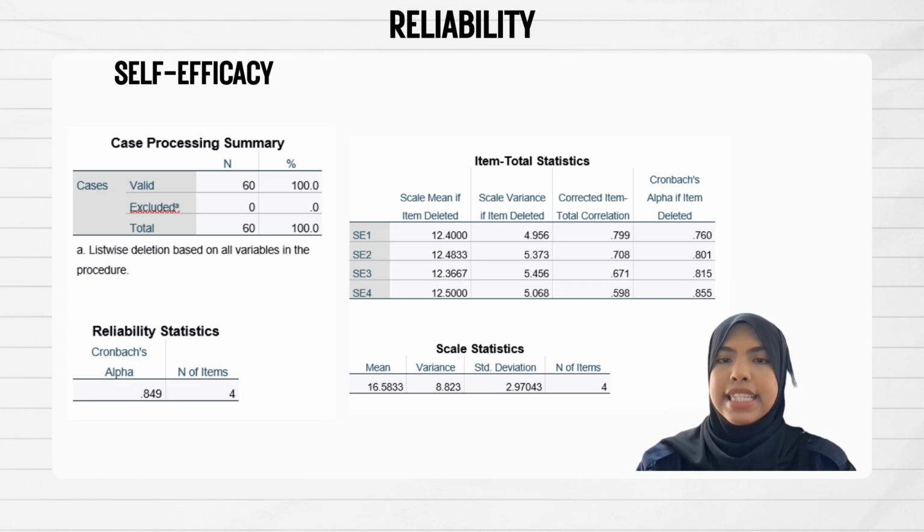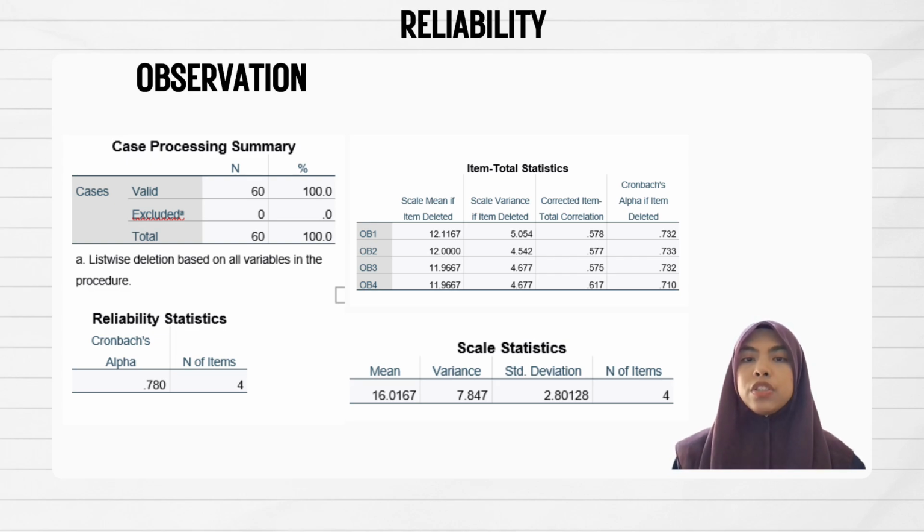The scale statistics include a mean of 16.58, variance of 8.82, standard deviation of 2.97, and 4 items. These summaries give an overview of the scale's overall response distribution. The table shows that all 60 cases were valid with no exclusion, meaning the full dataset was used for the reliability analysis. This table shows the reliability of 4 questions.